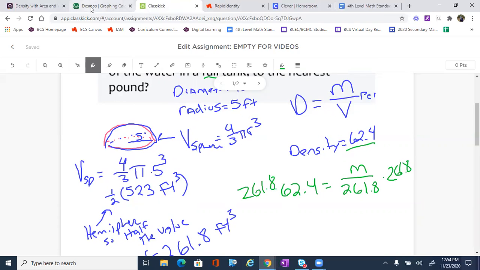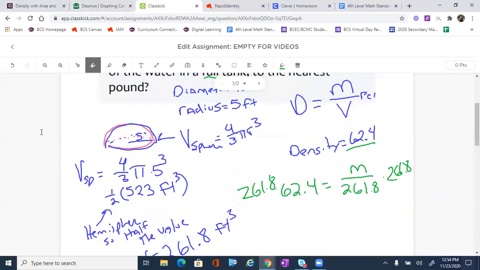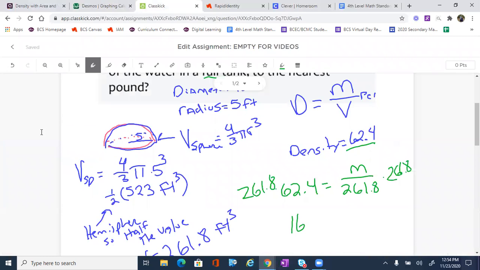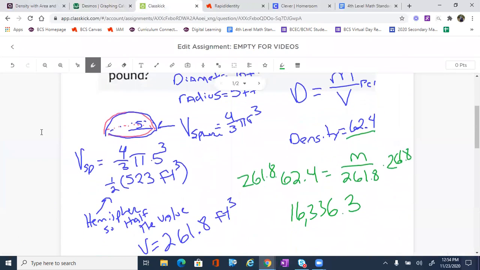Go to Desmos and let's type it in: 261.8 times 62.4. And it'll give us 16,336.3. We're talking about total weight, so that will be in pounds.